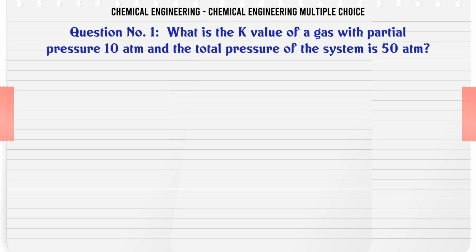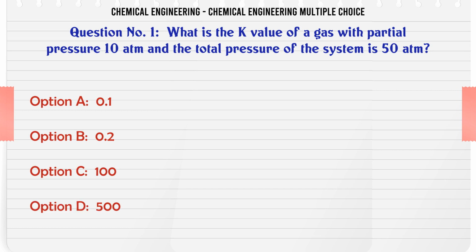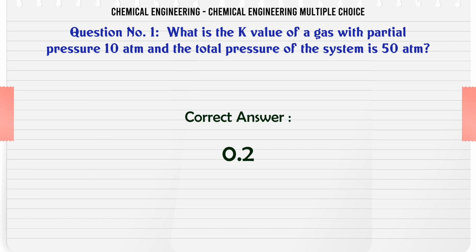What is the K value of a gas with partial pressure 10 atm and the total pressure of the system is 50 atm? A 0.1, B 0.2, C 100, D 500. The correct answer is 0.2.